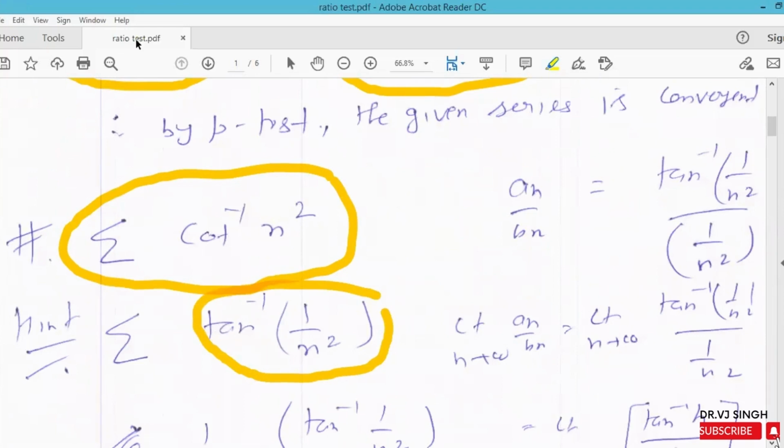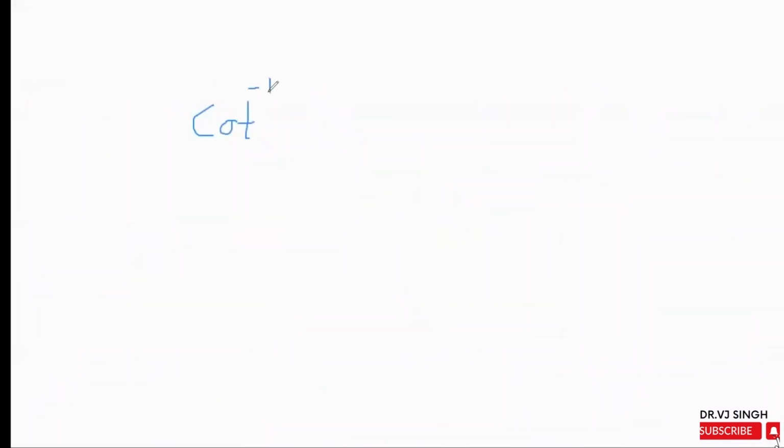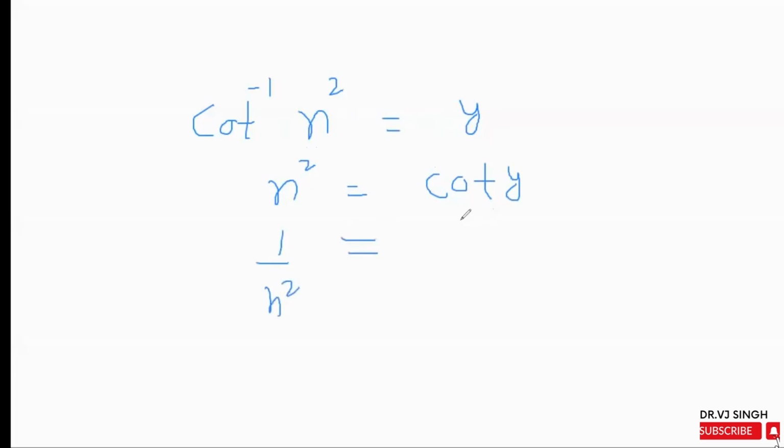We can prove it. Suppose it is cot inverse n square. Suppose we take it equal to y. Then take cot to this side. So this becomes n square equal to cot y. Suppose we take the reciprocal, it becomes 1 by n square equal to 1 by cot y. 1 by cot is tan. Cot is the reciprocal of tan. So it becomes tan y.